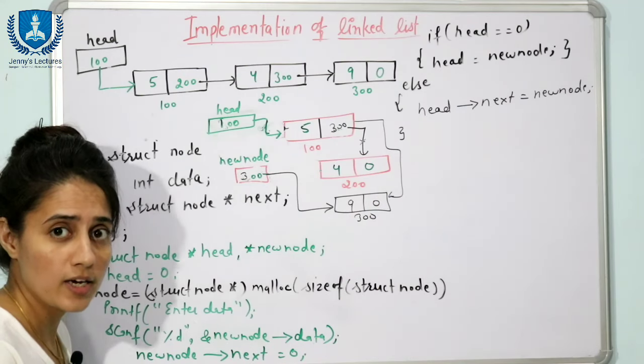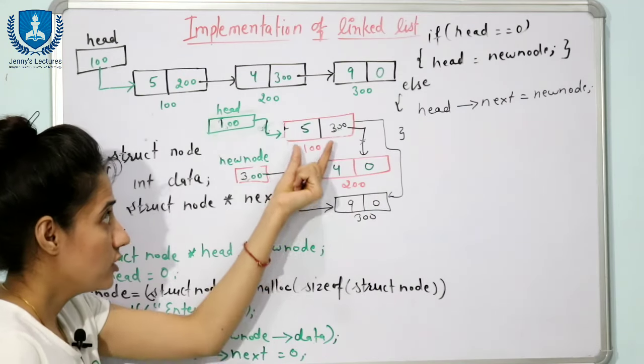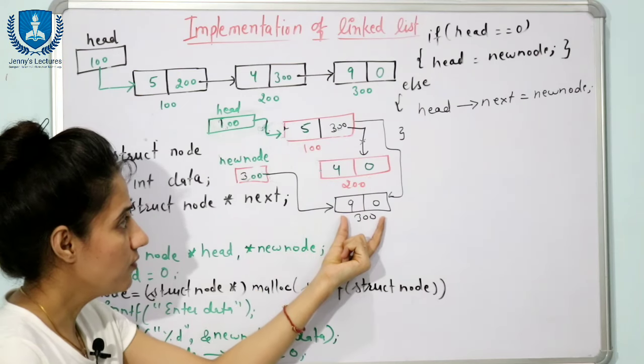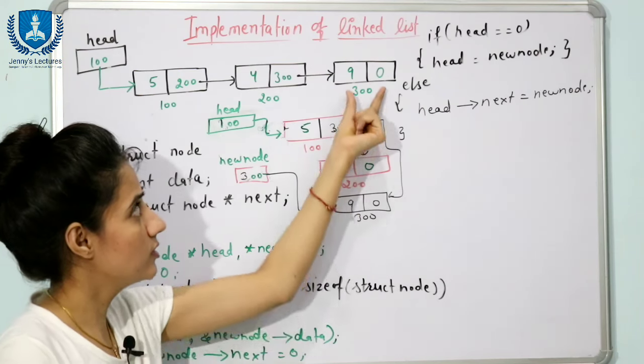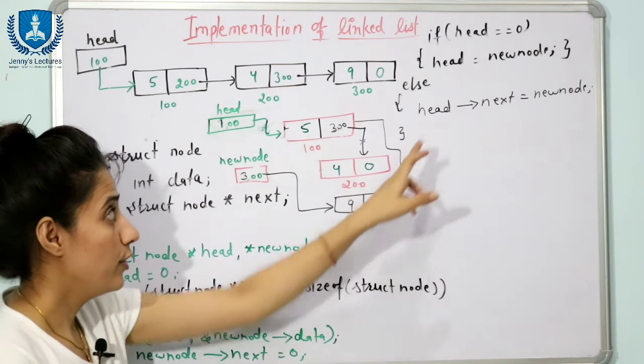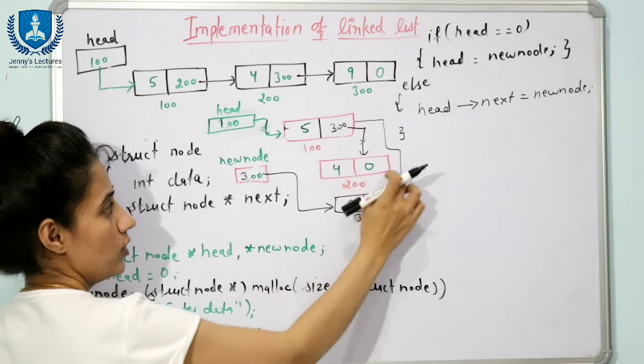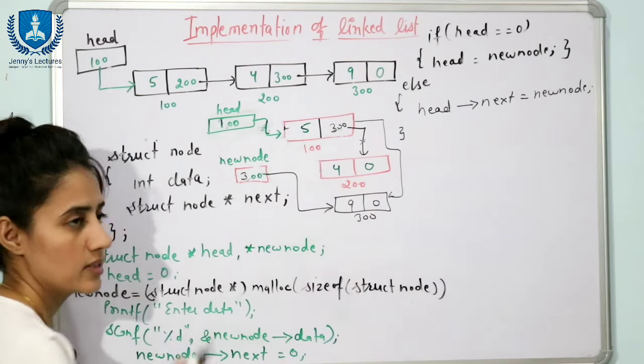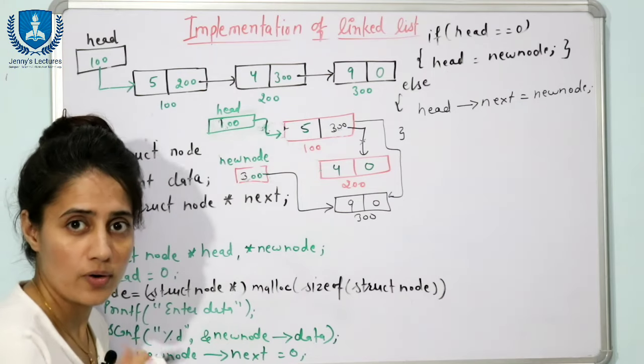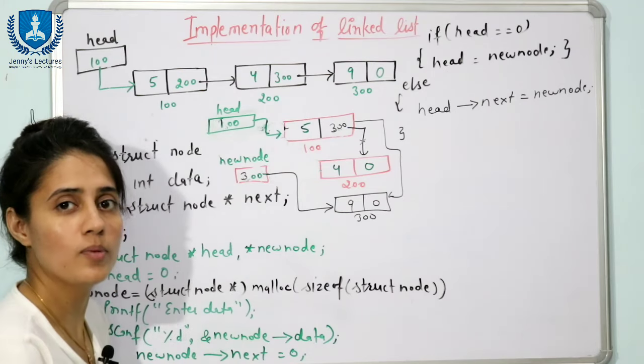But this is not actually what we want, because this is first, second, and after that we are going to insert this third node. But according to this coding, we have lost the link to this node. Now this node is not in the list. So now this you cannot write. So what is the solution of this problem?